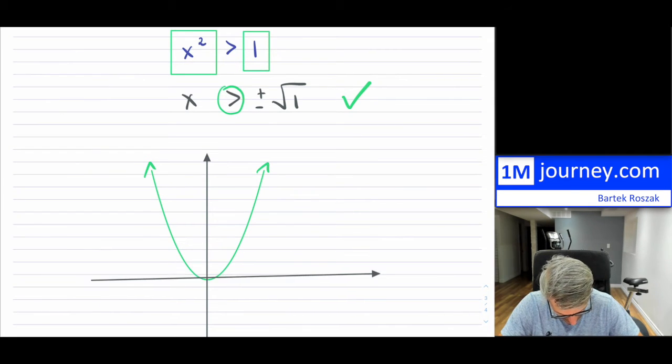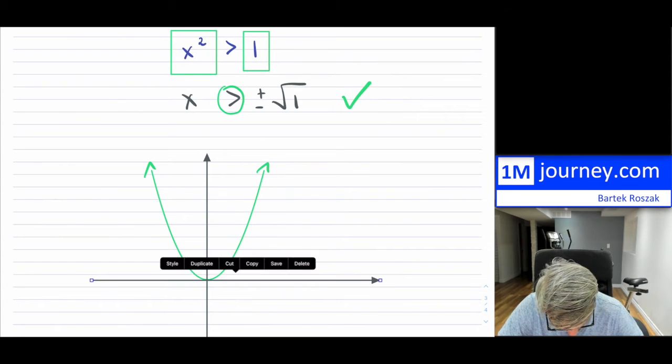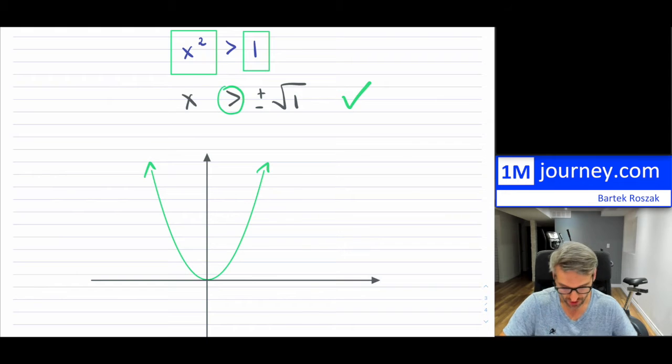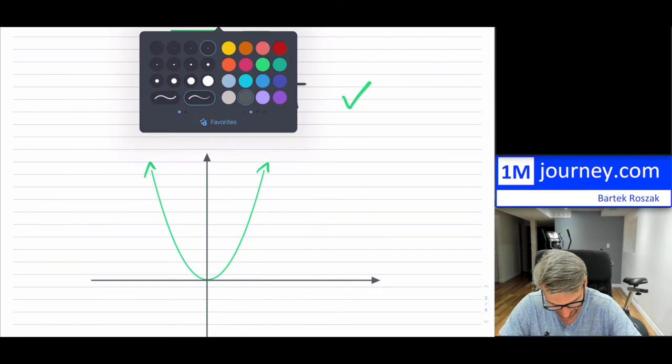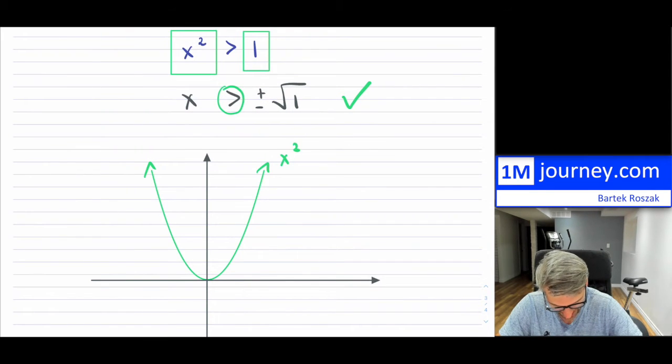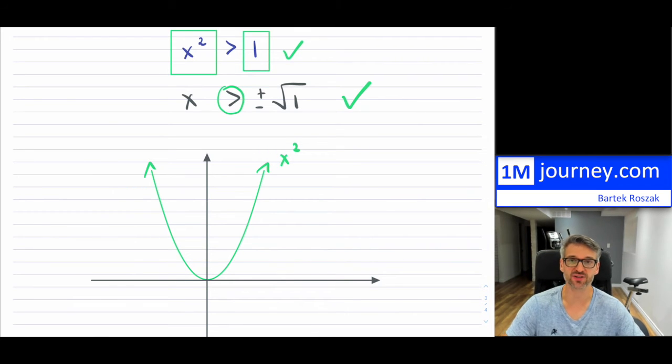Okay, let me go through here. So to the parabola, let me just make it straight there. So there you go. This is my x squared, right? That's on the left-hand side. Now, on my right-hand side, I basically just have 1.